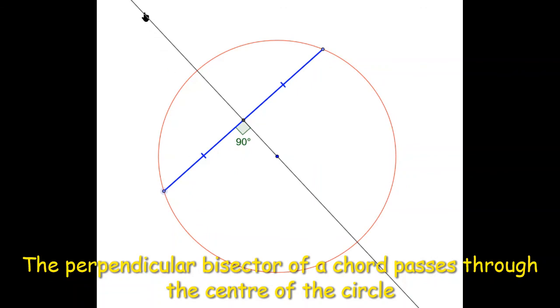So to say it again, the perpendicular bisector of a chord always goes through the center of the circle.